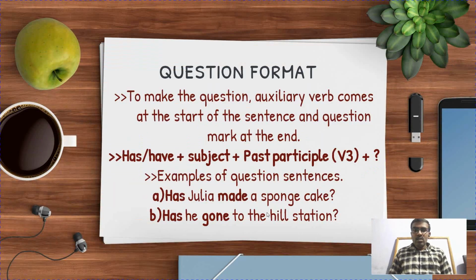Question format. To make the question, the auxiliary verb comes at the start of the sentence and a question mark at the end of the sentence. We will take the verb first. That is a necessary and the foremost important thing, right? The verb will come first when we construct the question. So has/have followed by the subject plus past participle, right? Examples of question sentences: Has Julia made a sponge cake? The same sentence I am using in all the cases.